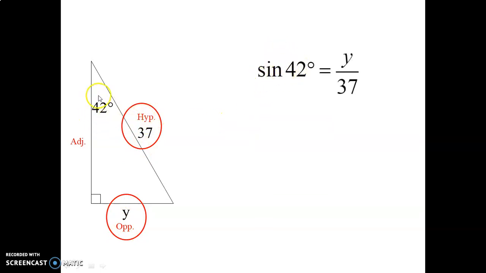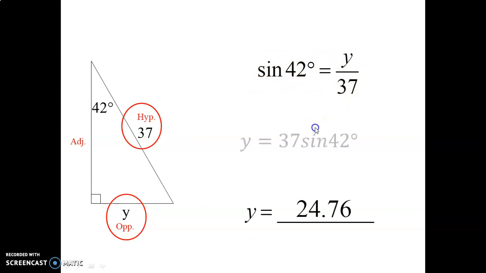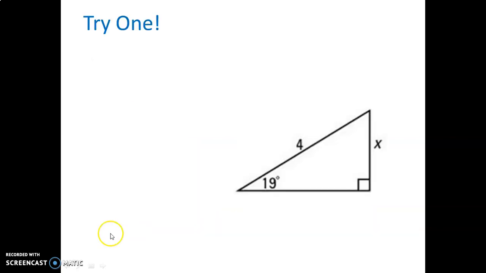So sine of 42 is opposite y over hypotenuse 37. This is now just a matter of algebra. We're going to multiply by 37 on both sides. And when we multiply by 37, we get y equals 37 sine 42. Punch that in your calculator, make sure you're in degree mode, and you will see 24.76 is our answer for side y. Now try this one.